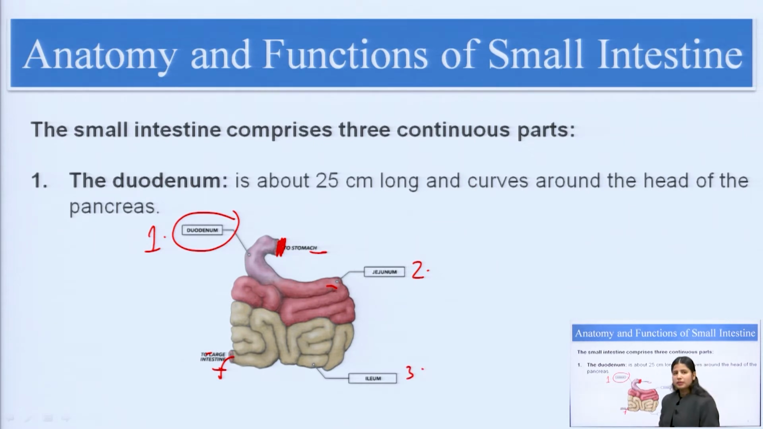So, what are the 3 parts of the small intestine? First is the duodenum, the area where most of the secretions come in. The content from the biliary tract comes into the duodenum, and the pancreatic juices also come into the duodenum. We will cover in later slides how they come and which parts are associated with it. So first is the duodenum, second is the jejunum, and third is the ileum.